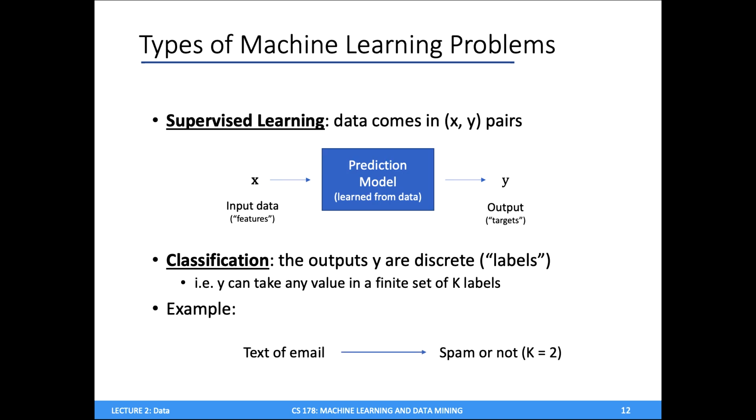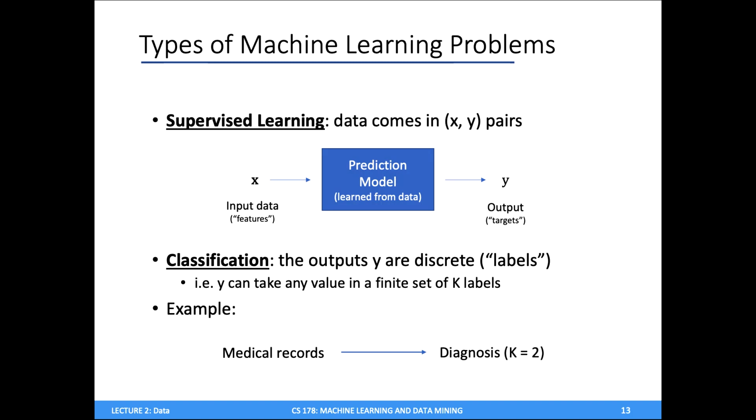Okay, let's look at some examples of classification problems. One classic example in machine learning is a spam prediction problem. As our input data for our features, we might have the text of some email that you receive, and we'd like to predict from this text whether or not the email we received is a spam email. So this is an example of a binary classification problem. We have 2 labels, spam or not spam.